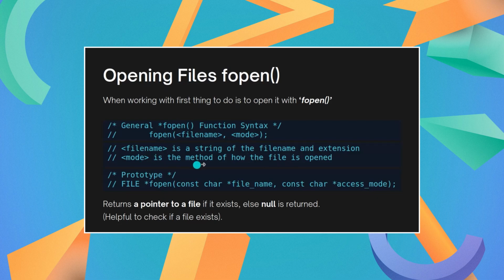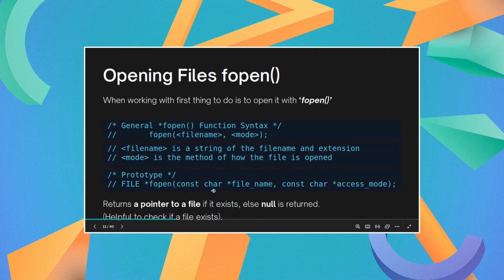And now mode is the method of how we want the file to be opened. I'll be getting more into the modes later. Here's the function prototype for fopen. As you can see, it's roughly equivalent to our syntax for how and when we want to use fopen. Now, what exactly does fopen do? Well, after inputting the necessary parameters, fopen returns a pointer to a file if it does exist, but if the file isn't found within the current working directory, then NULL is returned.